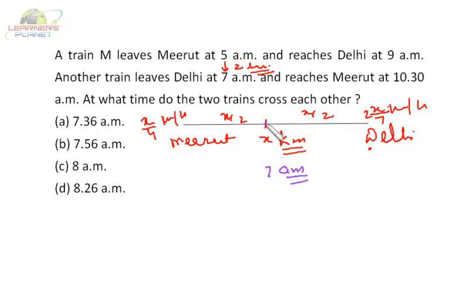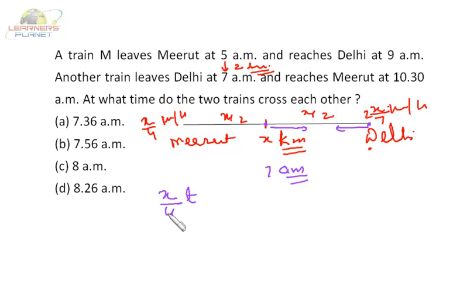This train is over here and this train is over here, and the distance between them is x by 2 kilometer at 7 o'clock. Now let's assume that after t hours they are going to meet. So in t hours this train will be running x by 4 t kilometer.